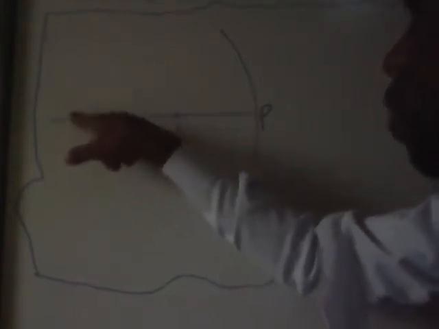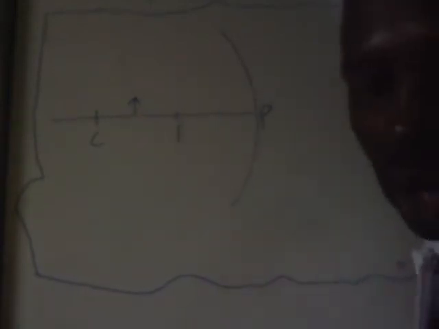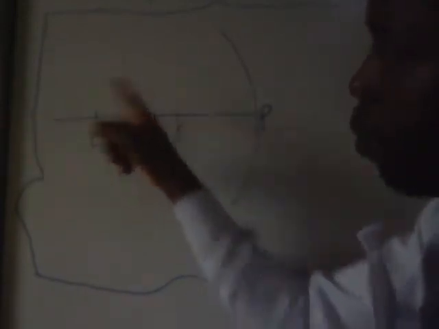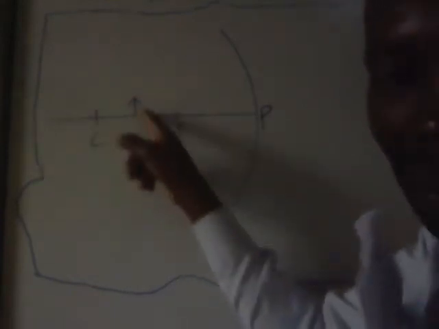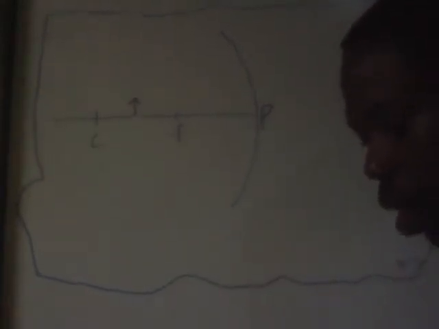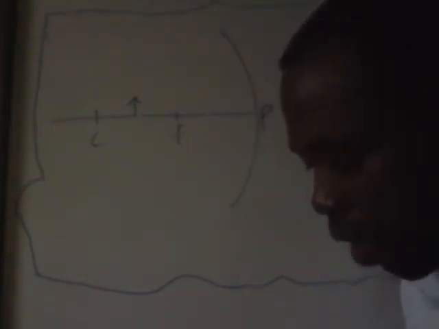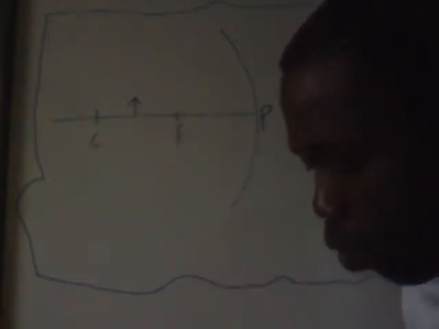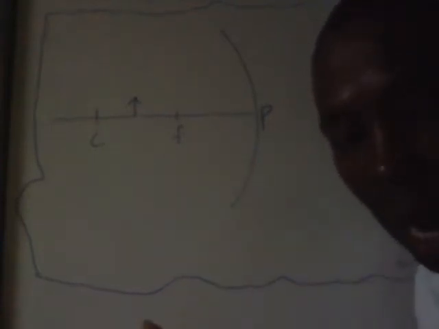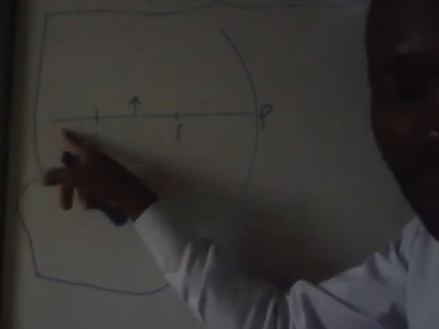But if the object is between C and F, the image will form at the back of C, beyond C. So, question: an object is placed between the focal length F and the center of curvature C. That's the object. Where is the image formed? The image will form beyond C, at the back of C.